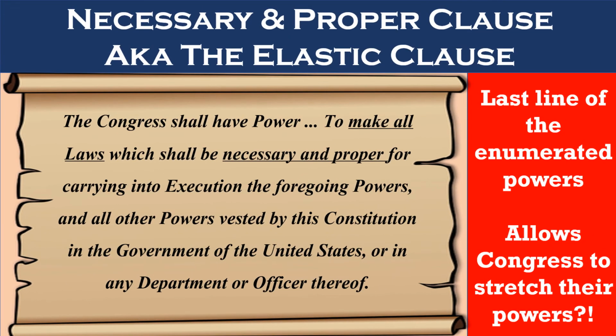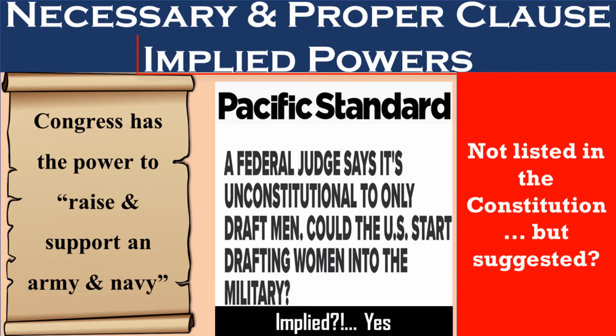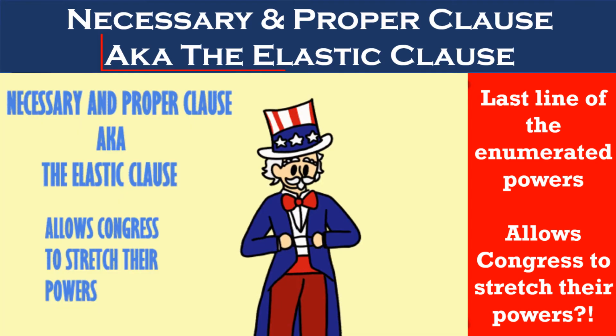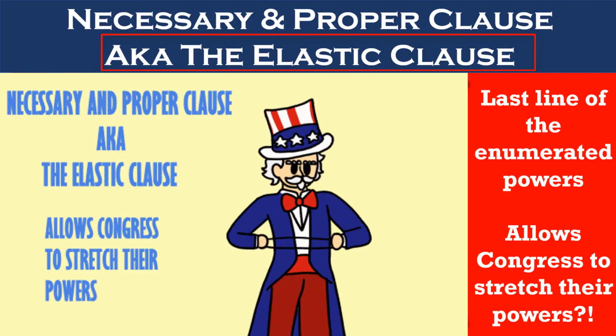I'll give you an example. Congress has the power to raise and support the Army and Navy. Does this mean they have the power to draft citizens into the military? Well, it has been interpreted that yes, they do. The necessary and proper clause produces what are referred to as implied powers, which even though they aren't in the Constitution, it's been argued that it is implied that they should have the power to make these laws. This clause has the nickname the Elastic Clause because it's been used by Congress to stretch their powers.